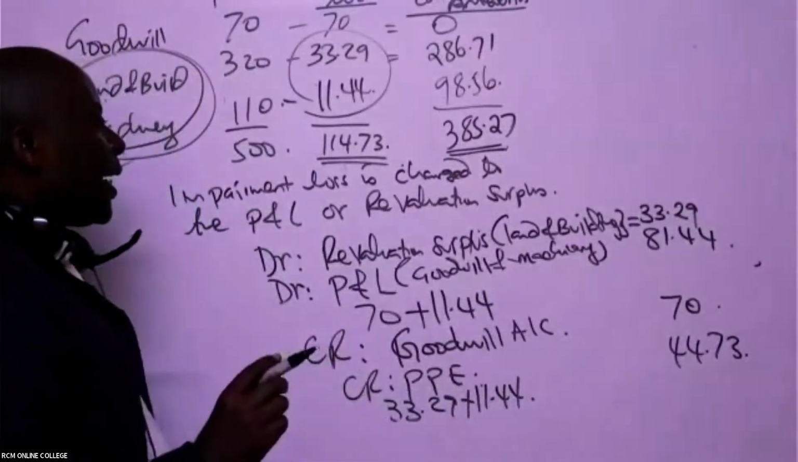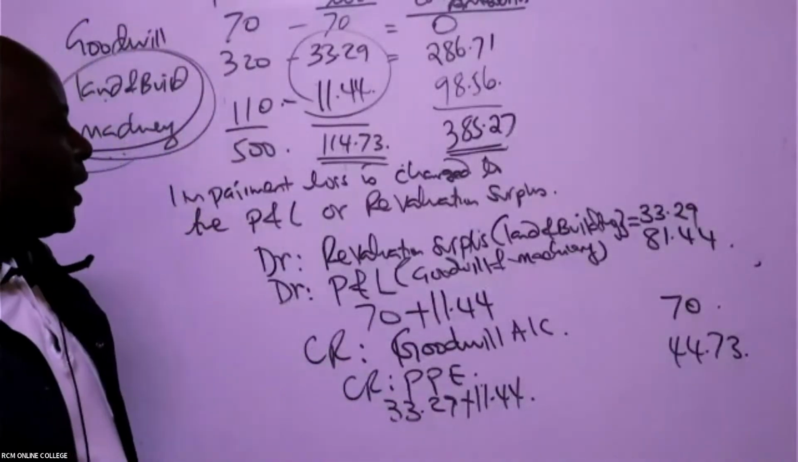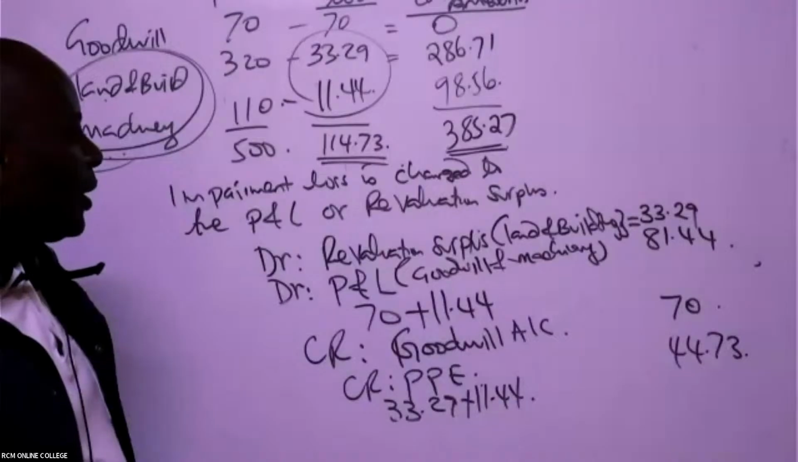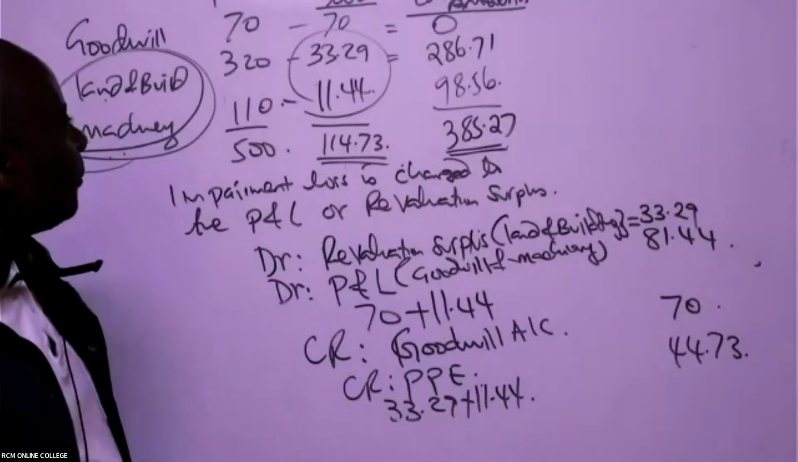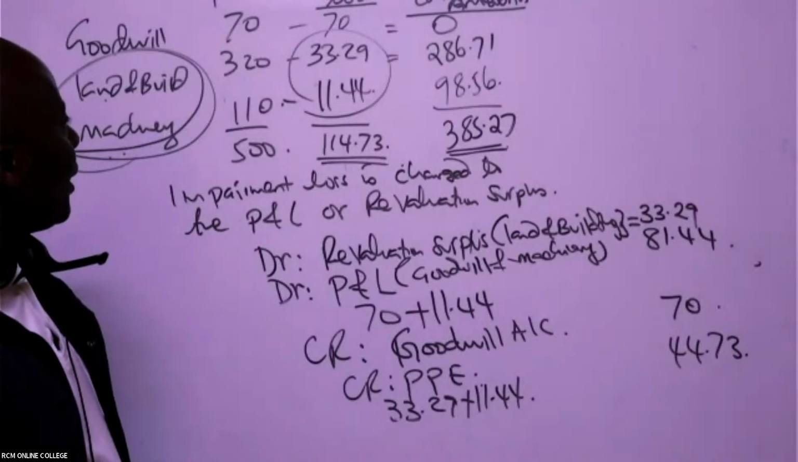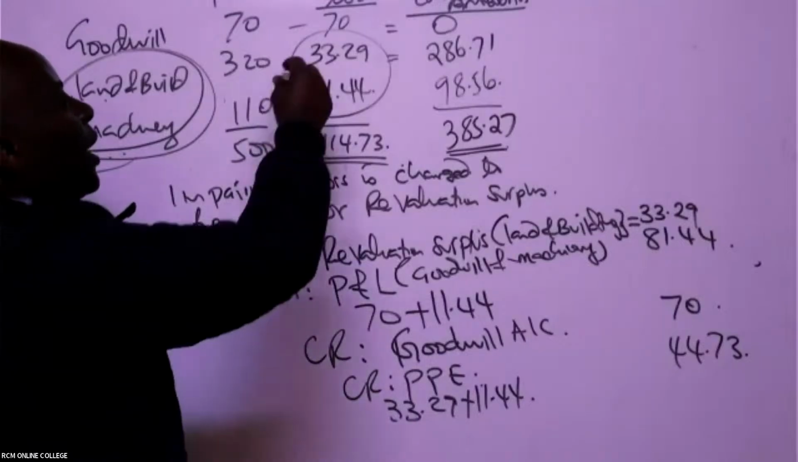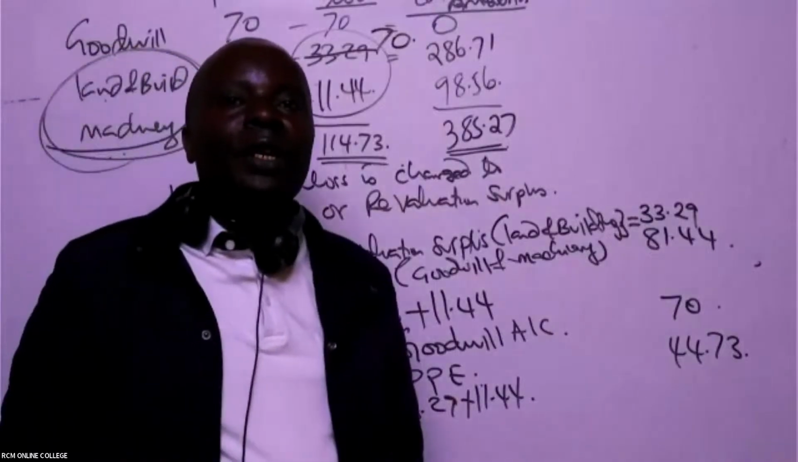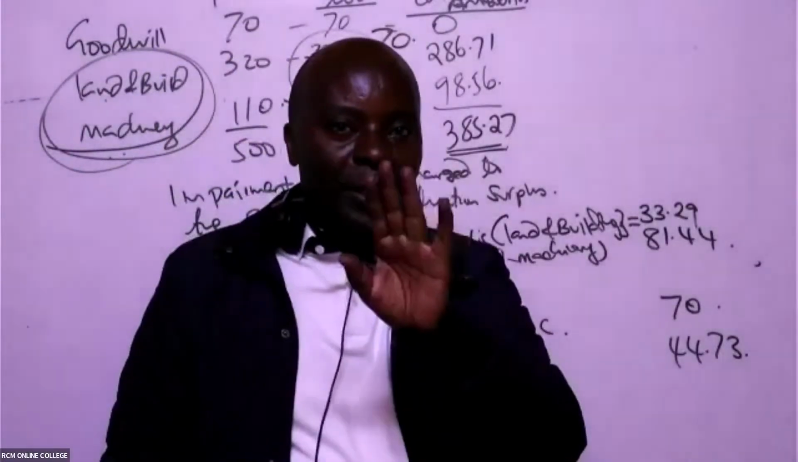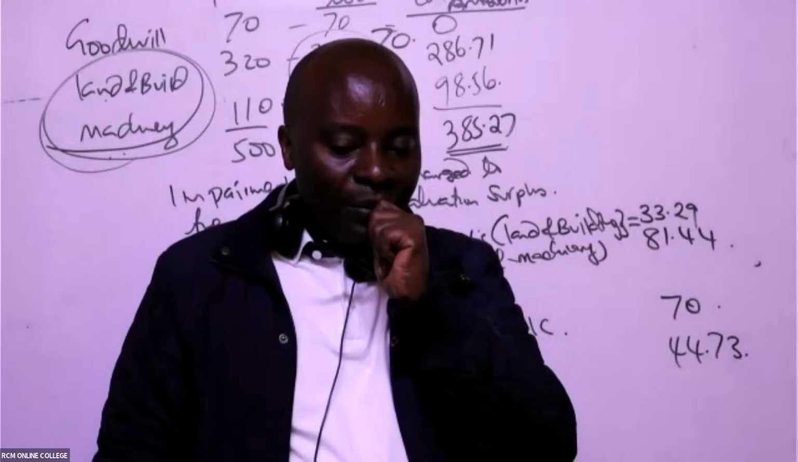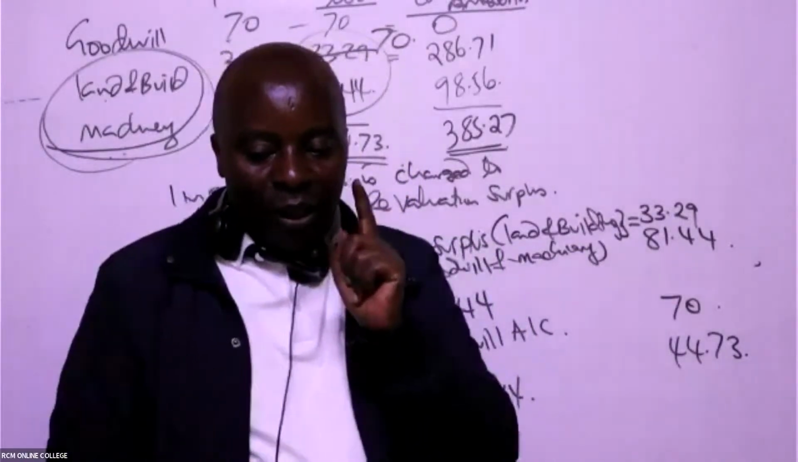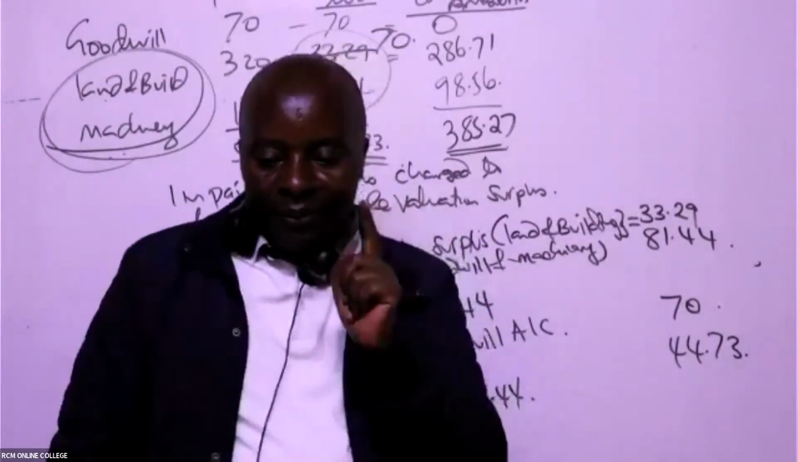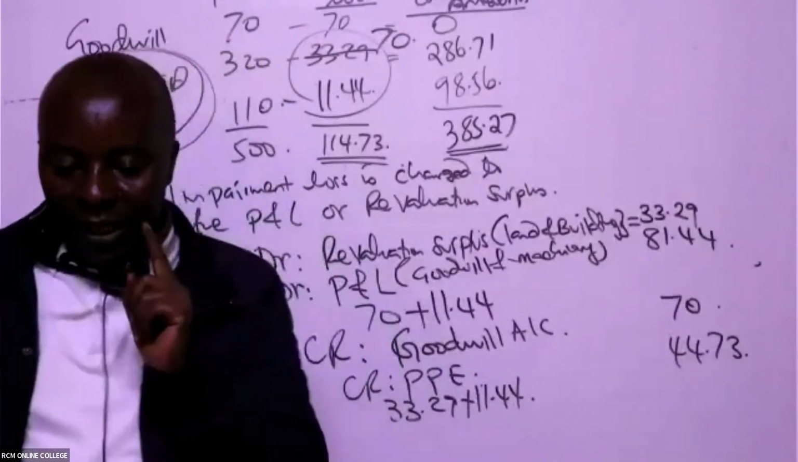A good student is asking, what if in this case here, for example, this revaluation, or rather these land and buildings, what if we had 70 here? If we had 70 here, can someone tell me, what would we have done, knowing that the revaluation surplus is only 65?